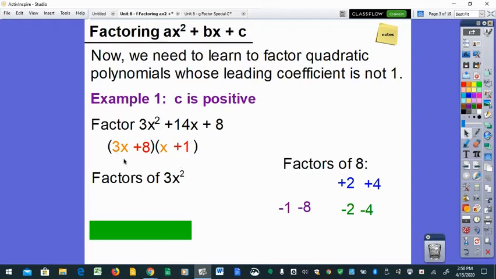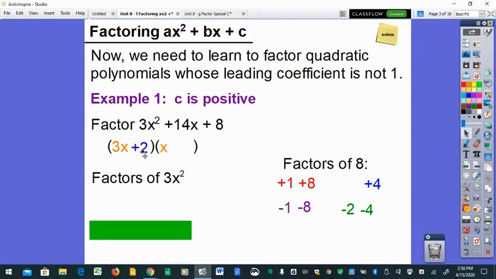So notice when I multiply it in this order, I'm going to get 3x plus 8x, which is 11x. It still doesn't work, but you do have to check in both directions. So let me get rid of that pair and let's bring in the other pair.